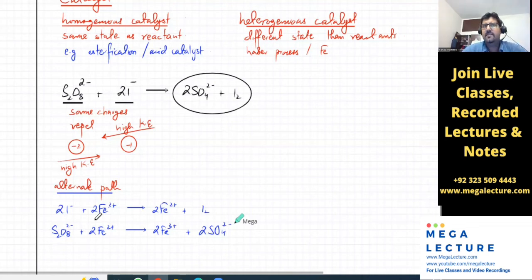Create another totally different path, right? And then we'll talk about heterogeneous. We'll talk about it in the next class then. What are other ways of a catalyst working to reduce activation energy? We'll pick that up tomorrow, okay?